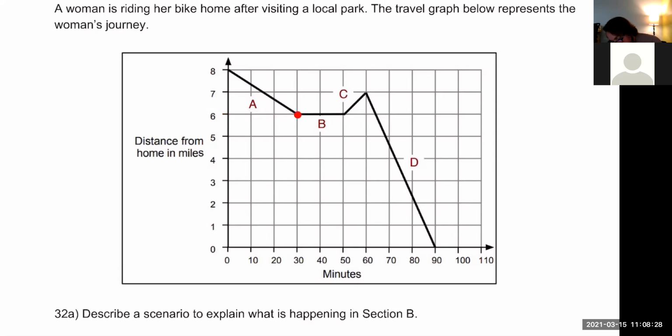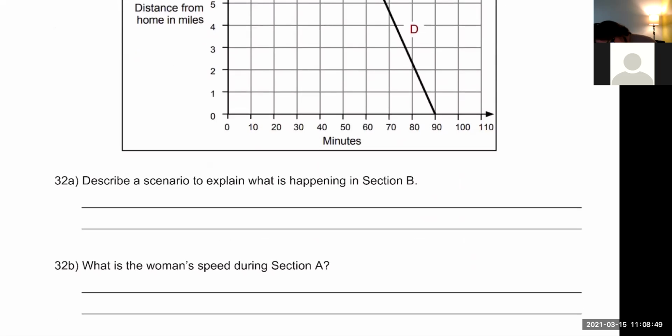6 miles. And for that whole time, all the way up till 50 minutes, her distance is still 6 miles. Well, if her distance is not changing, she's not getting any further away. She's not getting any closer. Therefore, she must be standing still. So we could say she wasn't moving for how long did we say? 20 minutes. For 20 minutes.